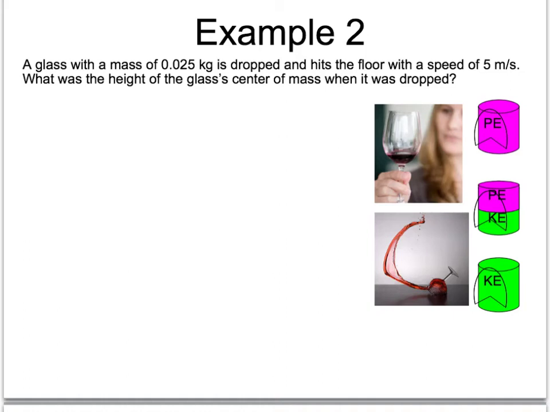Alright, next example. A glass with a mass of 0.025 kilograms is dropped and hits the floor with a speed of 5 meters per second. What was the height of the glass's center of mass when it was dropped?